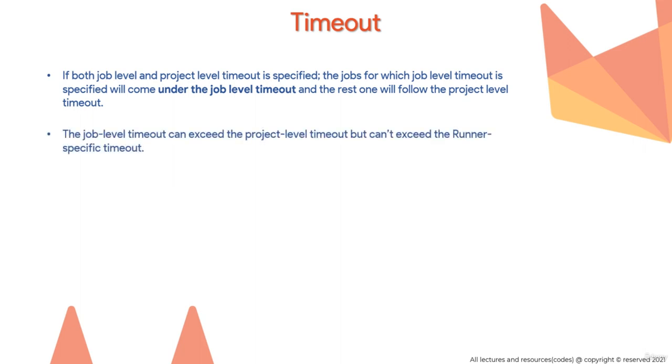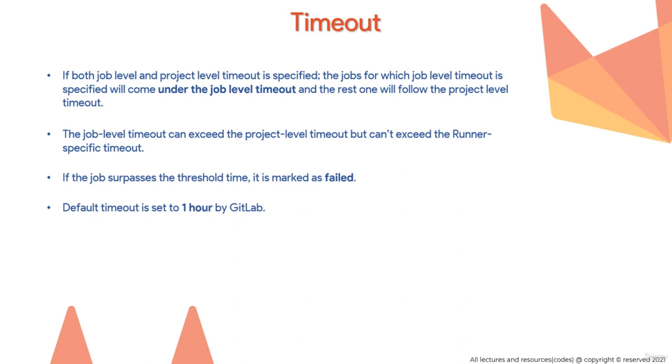The job level timeout can exceed the project level timeout but can't exceed the runner specific timeout. You can decrease the time limit if you want to impose a hard limit on your job's running time, or increase it otherwise. Again, in any case, if the job surpasses the threshold, it is marked as failed. And the default timeout, as we already saw, is set to 1 hour by GitLab. Alright, so these were a few points about timeout. Let's quickly see how we can set it in the UI.